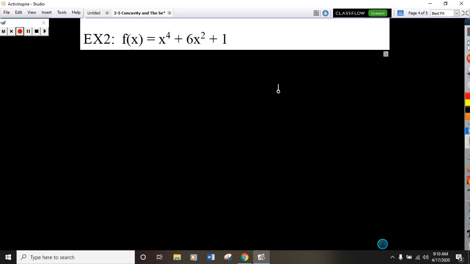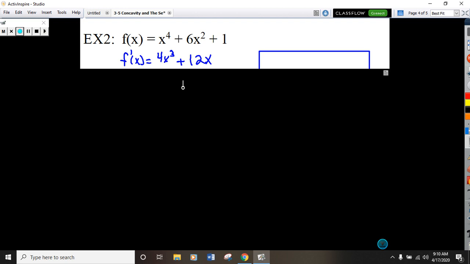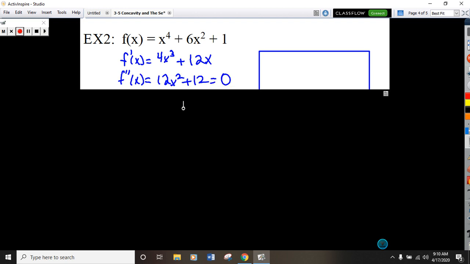Since the process is kind of similar to what we did before, I'm trying not to do a ton of examples, but I do have 4 total examples, so we're going to do 3 more. So here's our equation. Again, find the first derivative. We don't need to worry about anything with that. Find the second. So I got 12x squared plus 12. We're going to set that equal to 0.